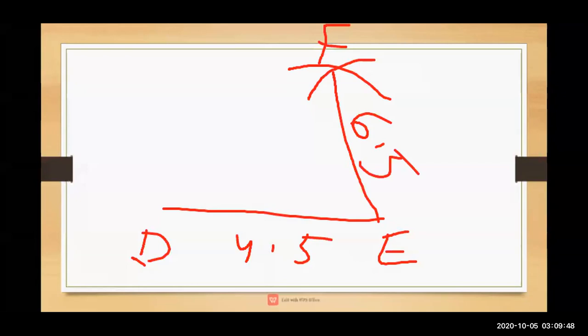Then from E how much do you have to take? 6.5 centimeter, and there also you have to draw an arc. Then you have to join that line, that becomes EF. EF will be made. The next step, what are you going to do?